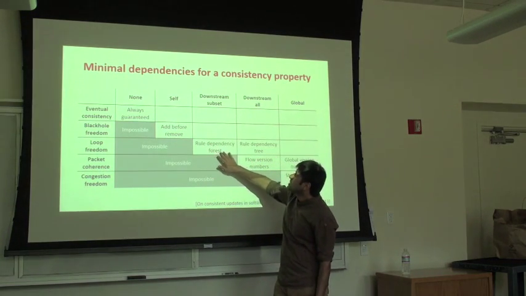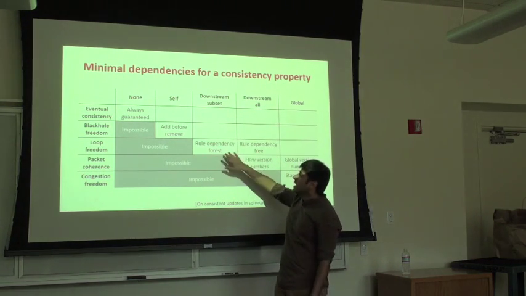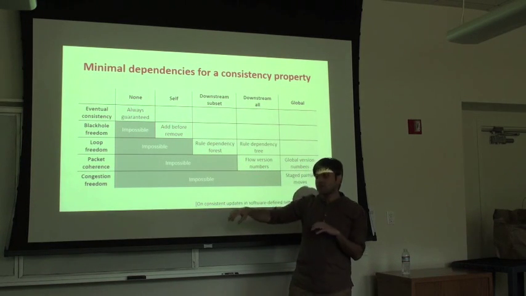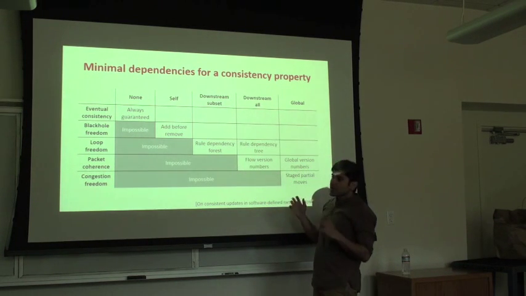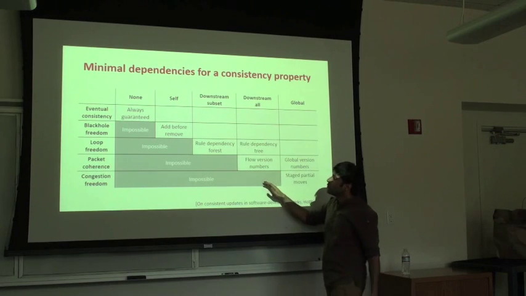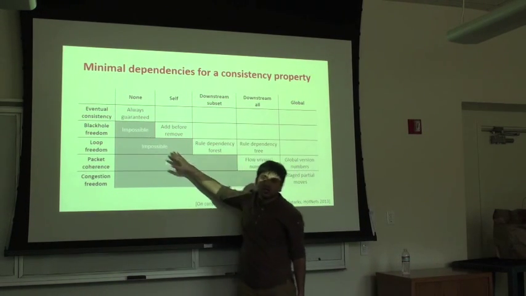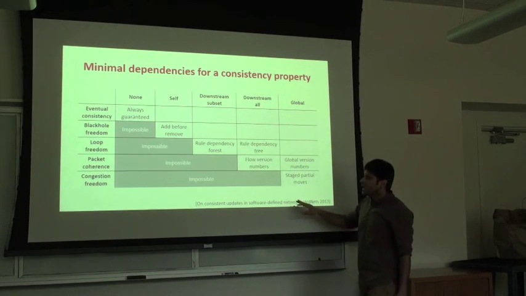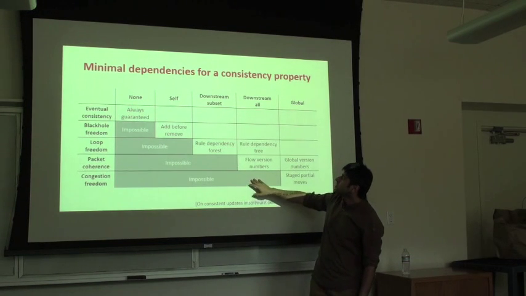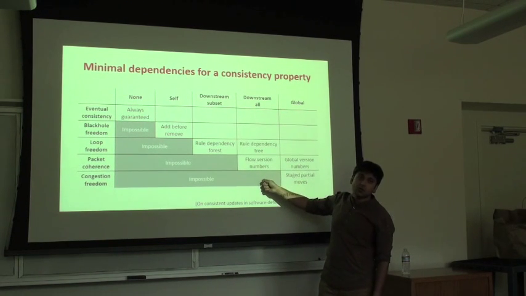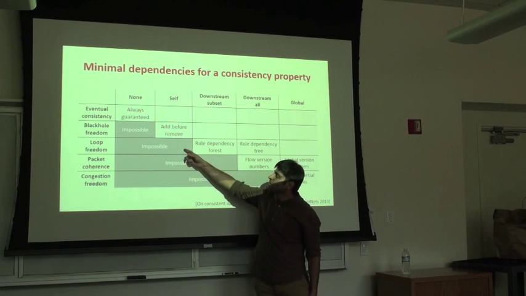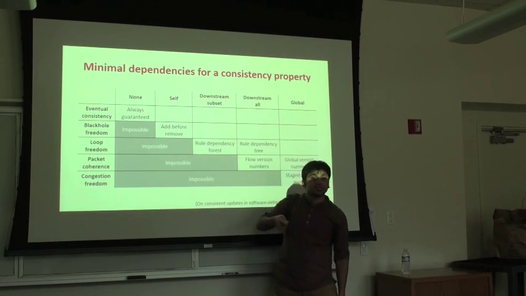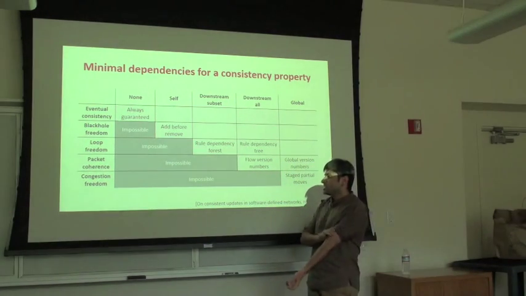And some things like loops have, depending on the algorithm you use, dependencies on a downstream subset of routers or all downstream routers. So a couple of interesting things here. One is that we can prove that this space is impossible. And there are kind of results in here, that basically you cannot have congestion freedom where the dependency is not global. You cannot have loop freedom where the dependency is only on the router itself. So you have to create these chains and whatnot.